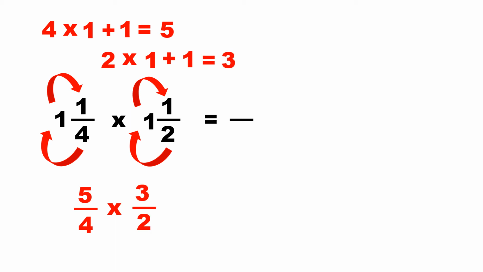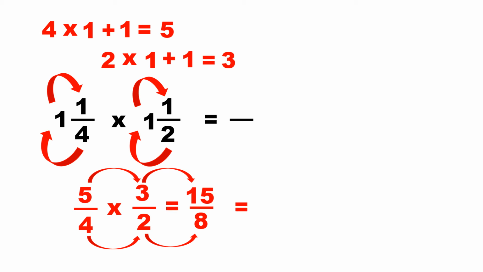We then multiply across. 5 times 3 equals 15. 4 times 2 will equal 8. 15 over 8 is improper. Now we have to make it into a mixed fraction. We know that 8 goes into 15 one time. 7 is left over. 1 7/8.